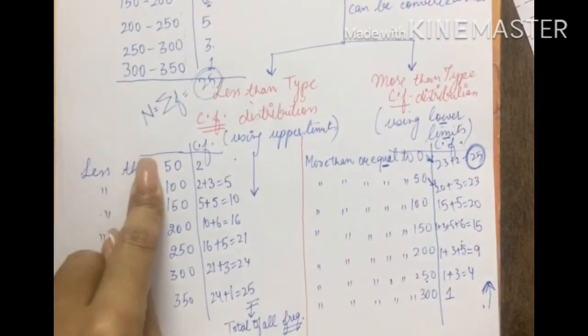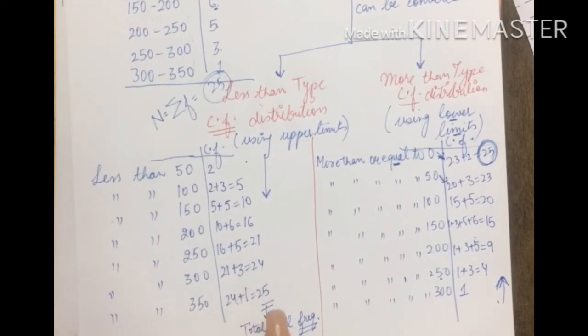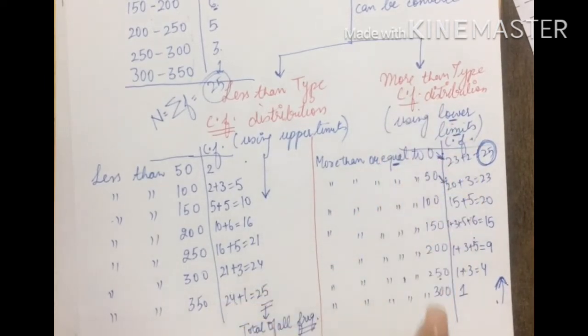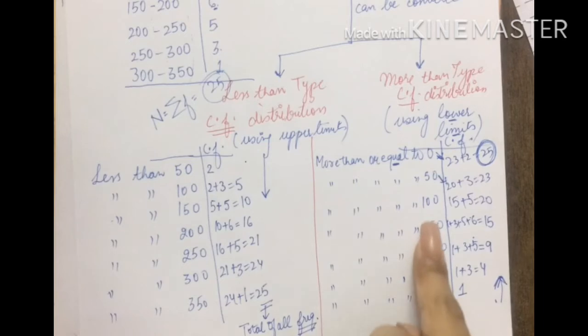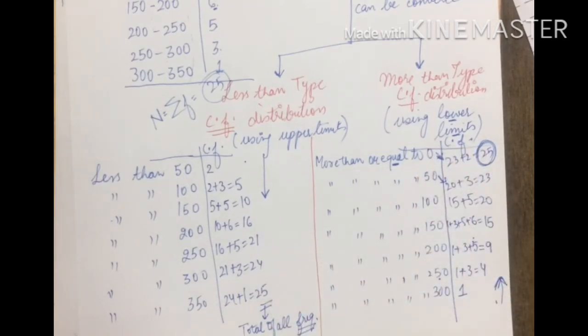So for less than type, you start from here and go towards the end. The total is obtained at the end. Whereas for a more than type, you start from the bottom, keep on adding towards the top, and the total is obtained here. So these are the 2 types of cumulative frequency distributions obtained from a normal frequency distribution.